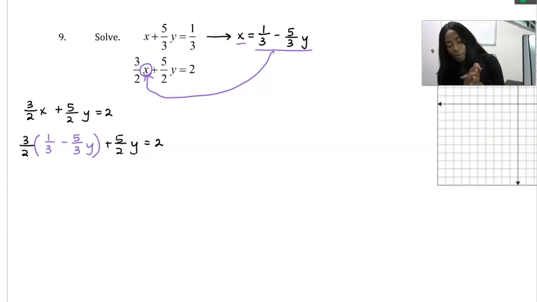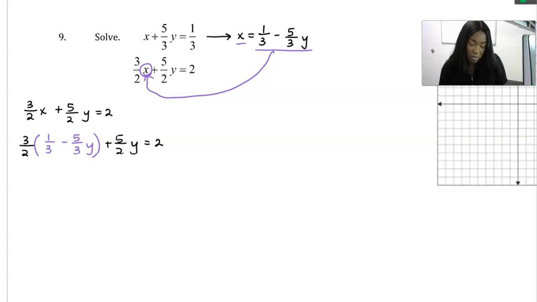And I'm sure not everyone loves fractions. You could have cleared out the fractions to start the problem, right? You could have multiplied everything in the first equation by 3 and multiplied everything in the second equation by 2, and that would have cleared out all of the fractions. I just thought about that. I'm not going to do it, but you could do it. If you have questions about that, please just ask me in class, okay?